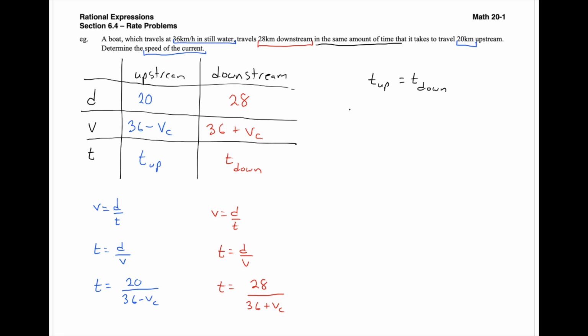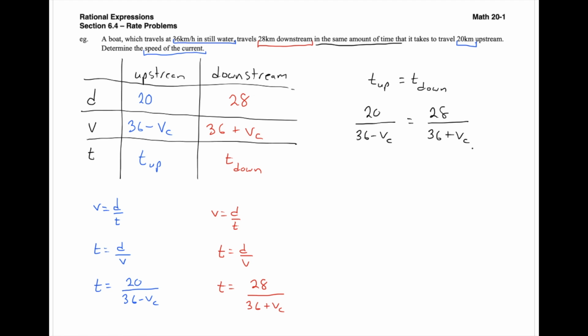So then I can return to the time going upstream and time going downstream, and I can just put my variables in for each of those. This one is going to be 20 over 36 minus that VC, and then my time downstream will be 28 over 36 plus the VC. And now we see we have a rational expression. We just need to solve that rational expression, and that will give us the velocity of the current. And then if we were asked, we could also find the time by putting that velocity of current into either one of those equations, and that would give us the time it took. But in this case, we're just looking for the speed of the current.